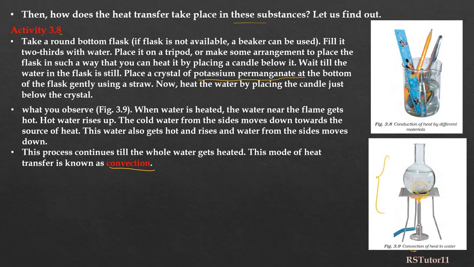The best example: you're preparing tea on a stove. Just imagine this is your flame or gas, and this is your water. What happens here is, first this part of the water will get hot. Slowly it will start forming vapors. Then the side water, the cold water, will come downwards. Then the whole water gets heated. That mode of transfer of heat is called convection.